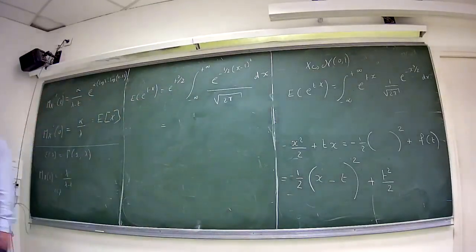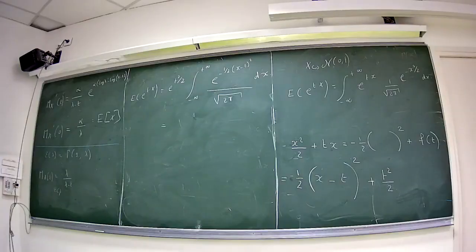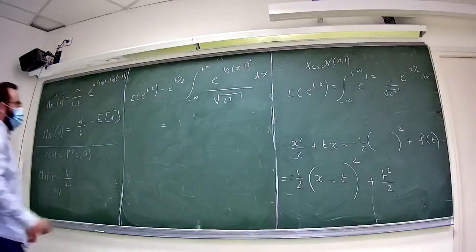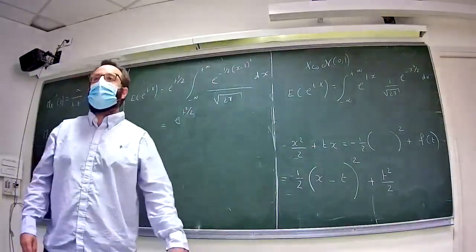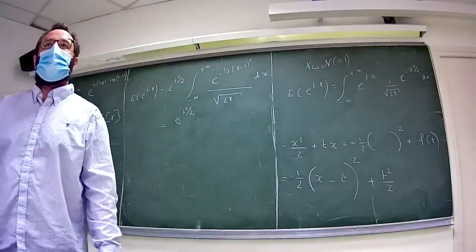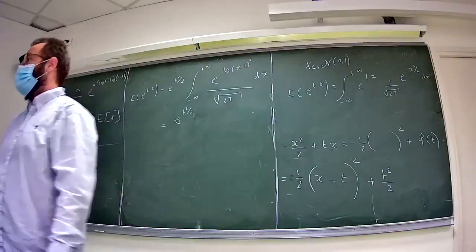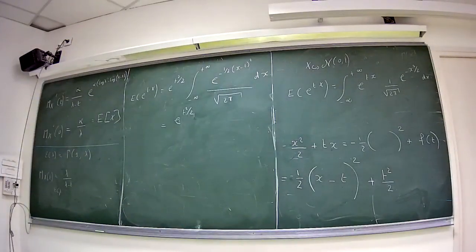What is this integral? It is 1. Because you take, in the blue formula in the slides here, m equal to t and sigma squared equal to 1. So the integral of a Gaussian density is 1. So I have this nice expression for the moment generating function of N(0,1): exponential t squared over 2.